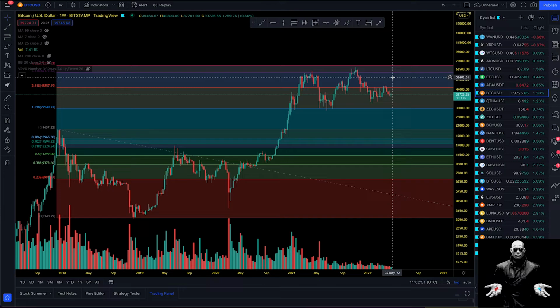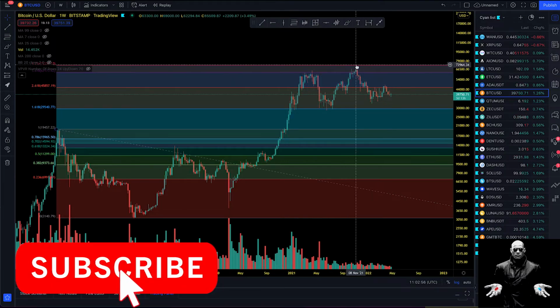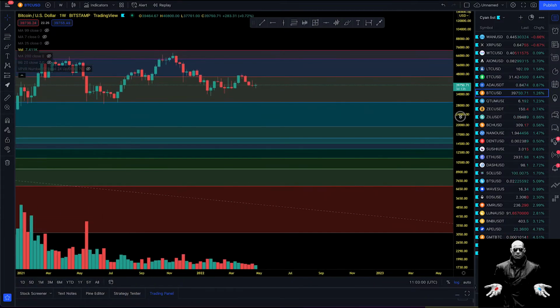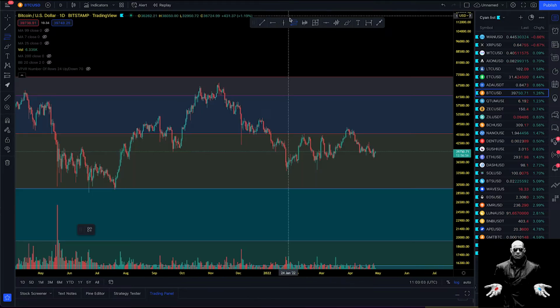I think that's the important region for Bitcoin in this cycle, because that will be the 70% retracement of this whole crash that we have, and that will be where a lot of people will get super bullish, and that will be most likely where a lot of people will get wrecked.